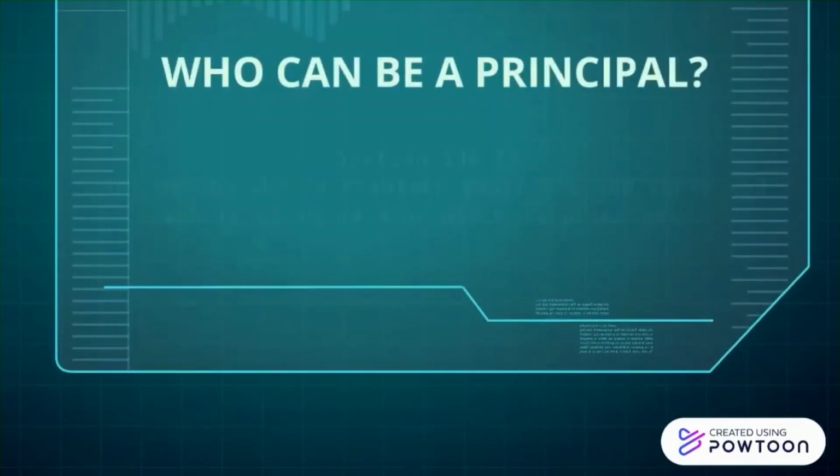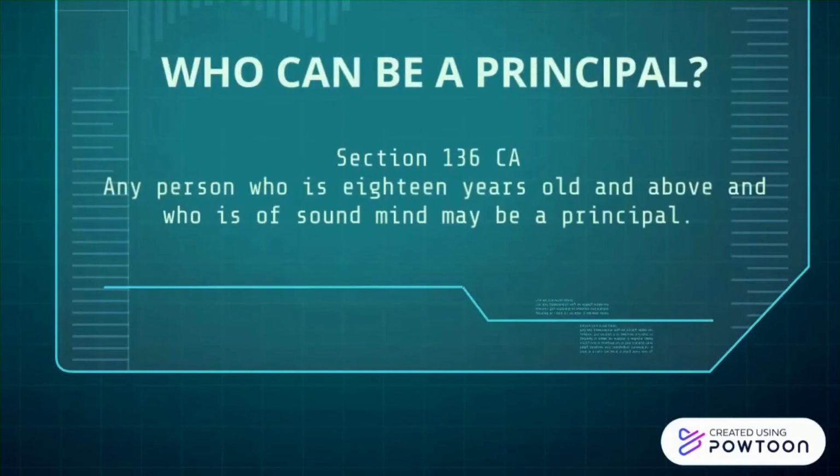Who can be a principal? Under Section 136 CA, any person who is 18 years old and above and who is of sound mind may be a principal.